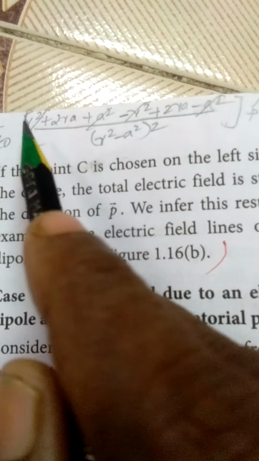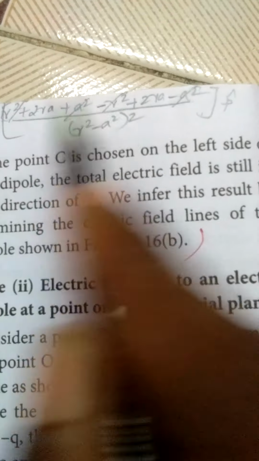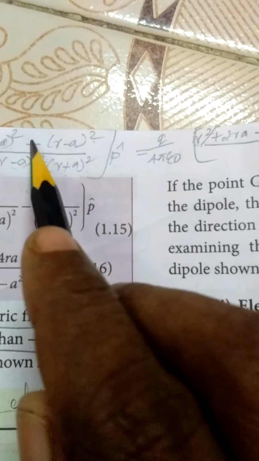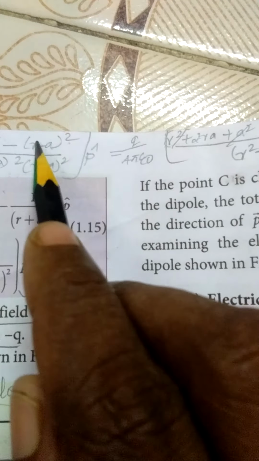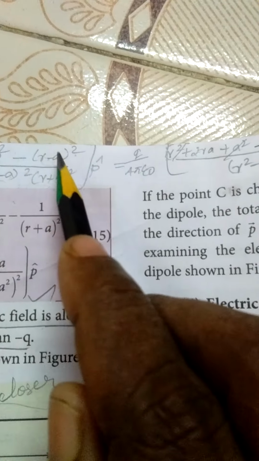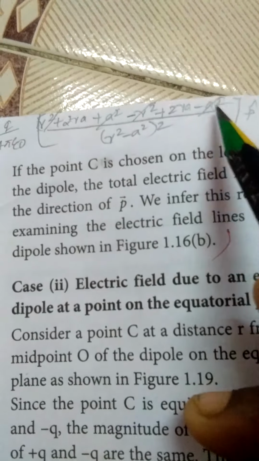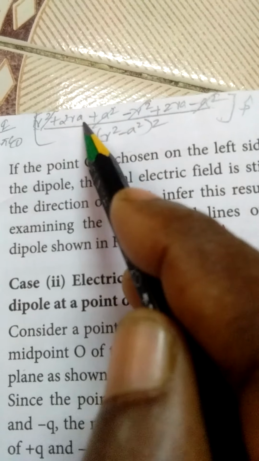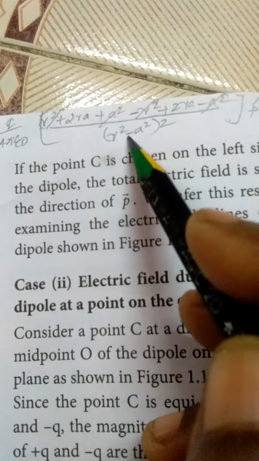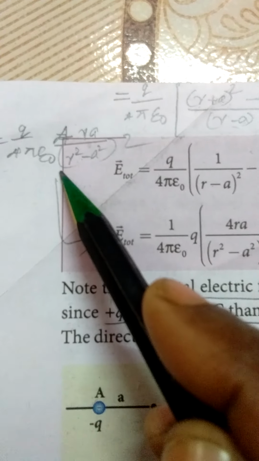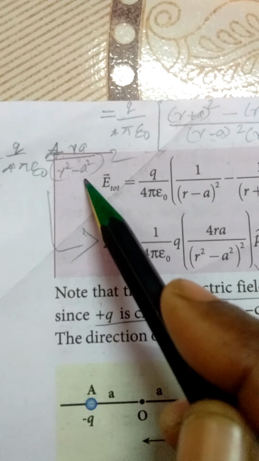Next, R squared and minus R squared cancel. There is a minus sign, so after expanding the formula we multiply by that minus. So the R squared cancels and A squared cancels. The balance is 2RA plus 2RA divided by (R squared minus A squared) whole squared. Now rearrange and write: Q by 4 pi epsilon naught times 4RA divided by (R squared minus A squared) whole squared.